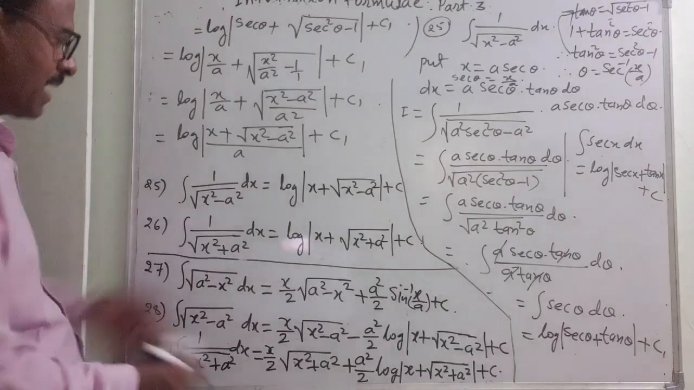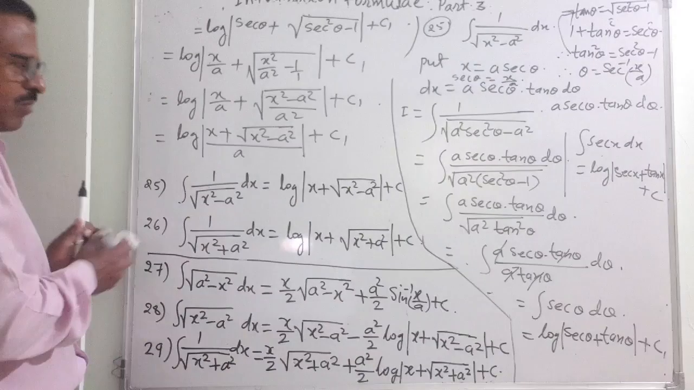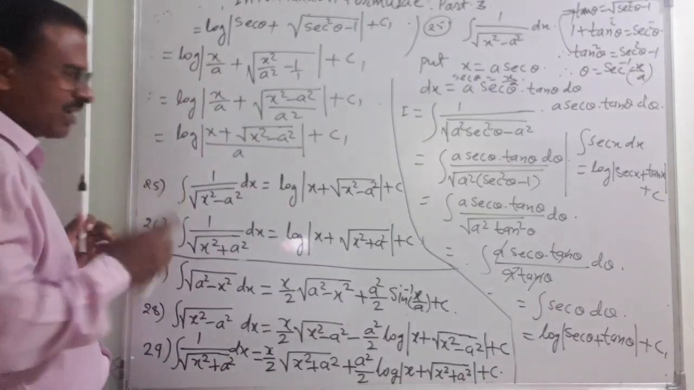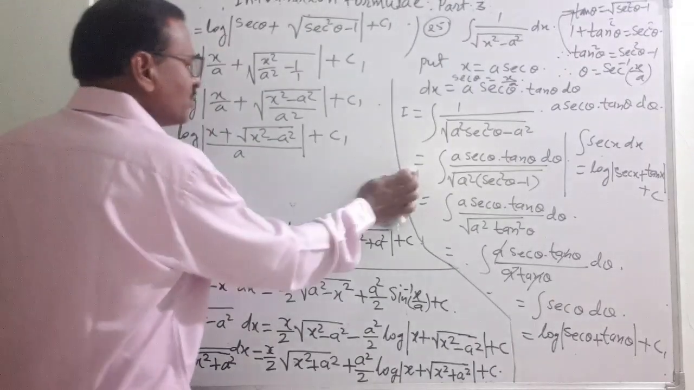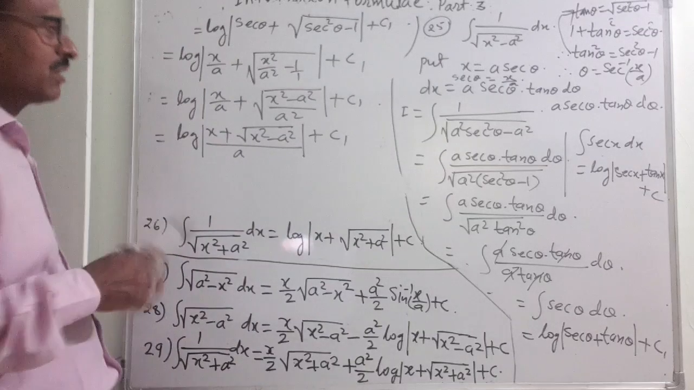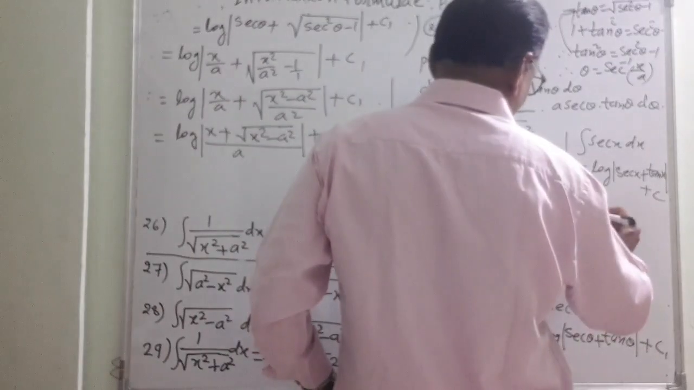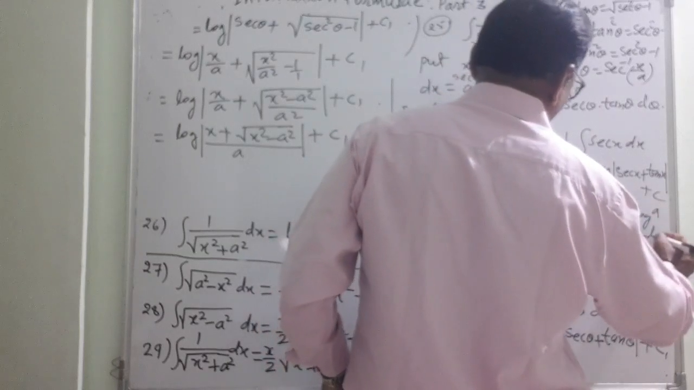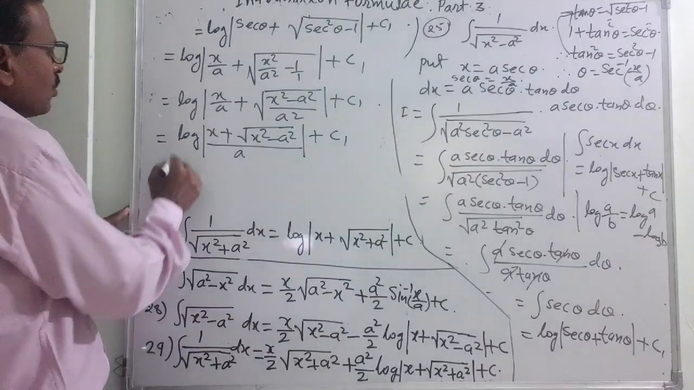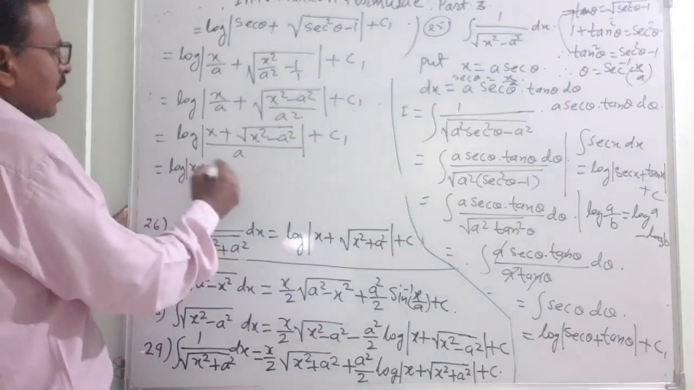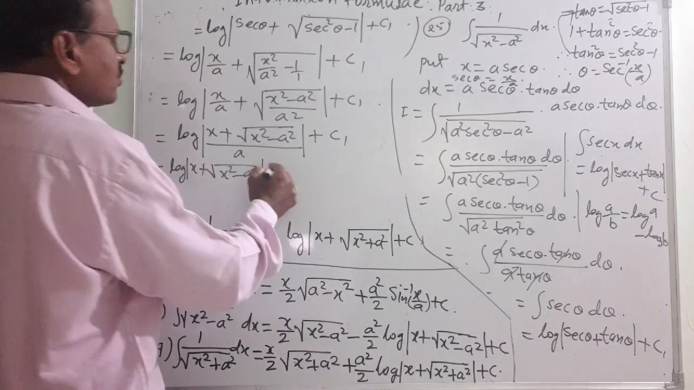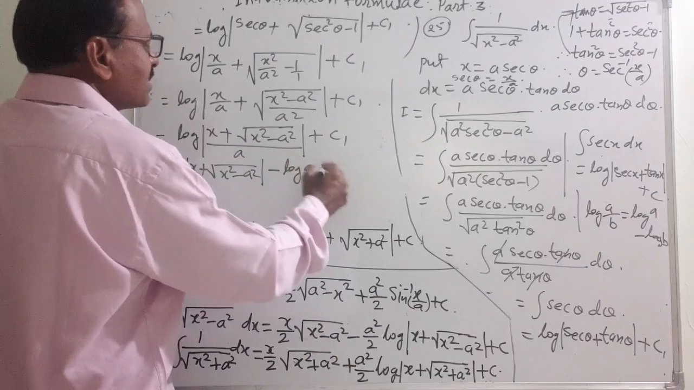So now you know this formula. I will drop this. Up to this point, only this a is changing, and I don't want this a. So I will use the formula log of A upon B is equal to log of A minus log of B. This formula I will apply. So that is equal to log of x plus under root of x square minus a square, and upon a will become minus log a, plus c1.